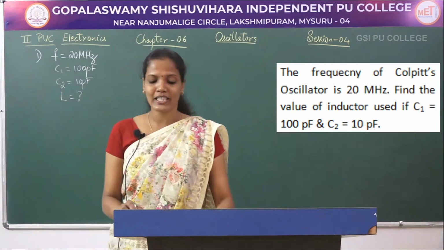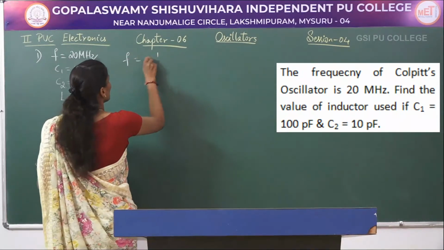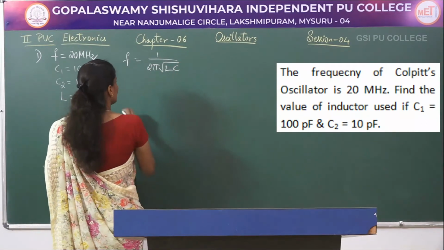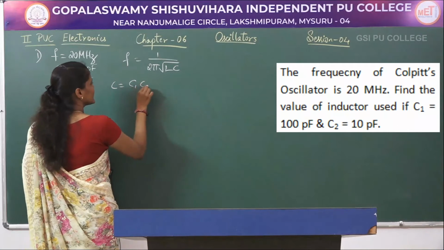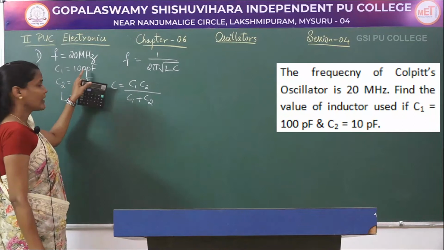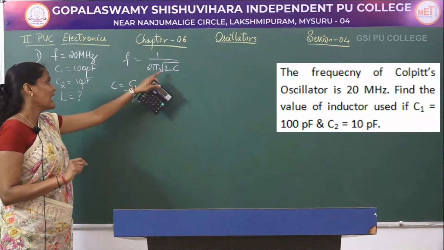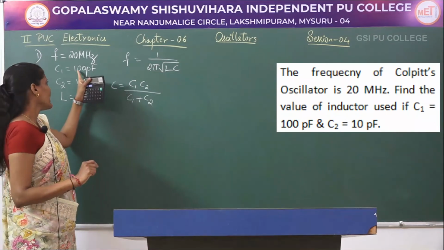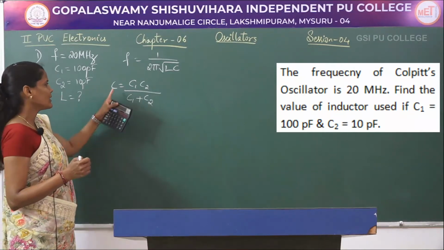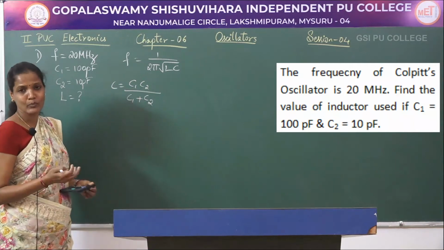So, for the Colpitts oscillator, we have a formula, F is equal to 1 divided by 2 pi root LC, where C is equal to C1 C2 divided by C1 plus C2. Here they have given the capacitance values, and you have to find the inductance value, that is L. So, let us first find the value of C, then substitute this C value in this expression and find the inductance.